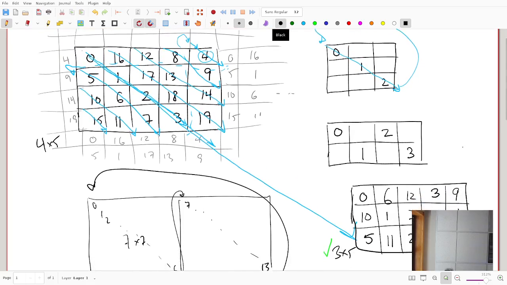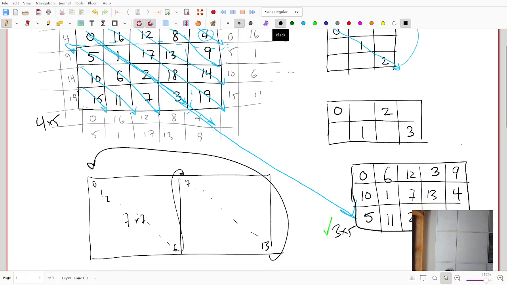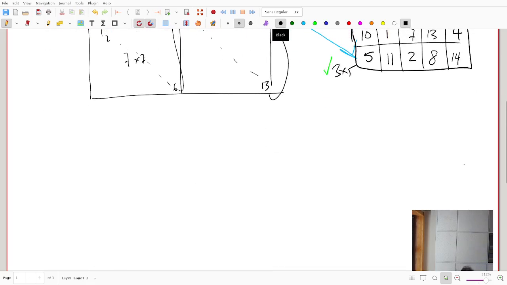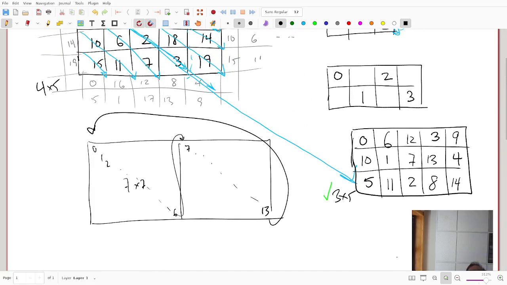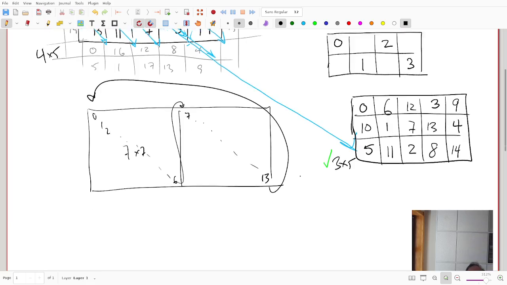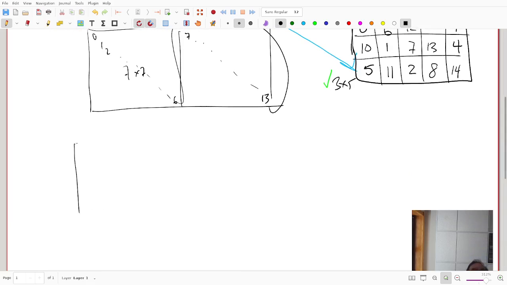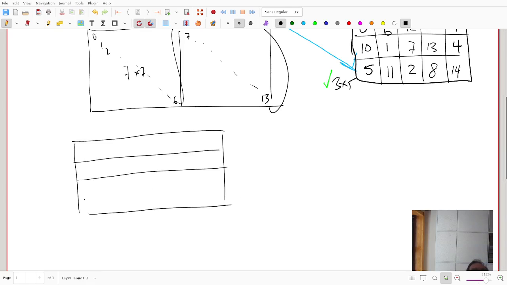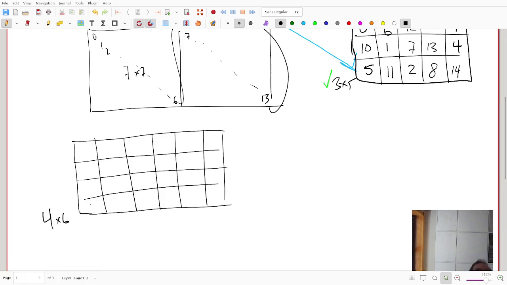We haven't done 4 by 6, have we? Let's do 4 by 6, because that doesn't fall into this kind of pattern, right? How many people think it's going to work? Gary thinks it's going to work.